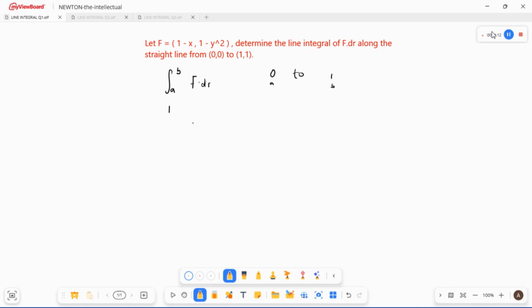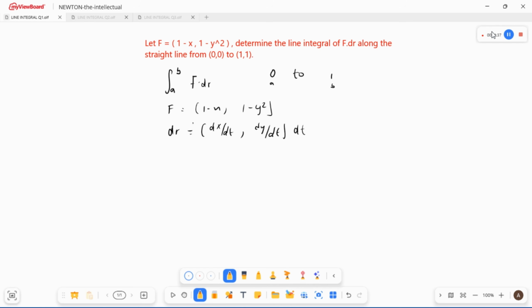Now our f was already given to be 1 minus x, comma 1 minus y squared. Now our dr is what we need to find. And basically our dr is dx over dt, comma dy over dt, then dt. This is basically what our dr is. So first we have to find dx/dt and dy/dt, so we can now use our dot product and then we can integrate and all that.